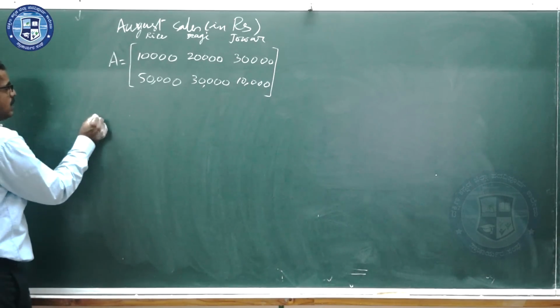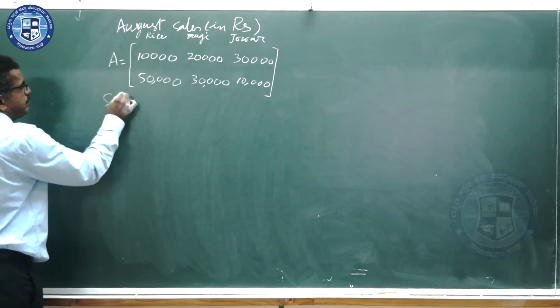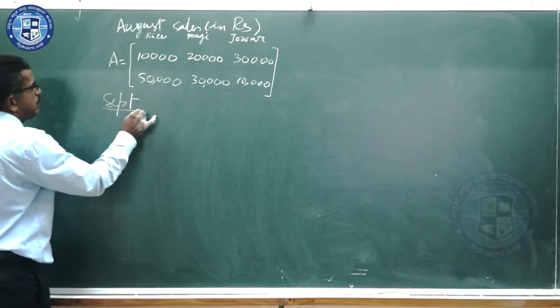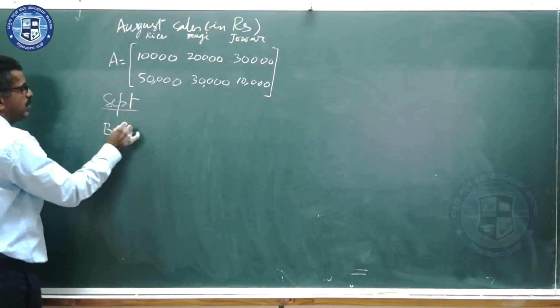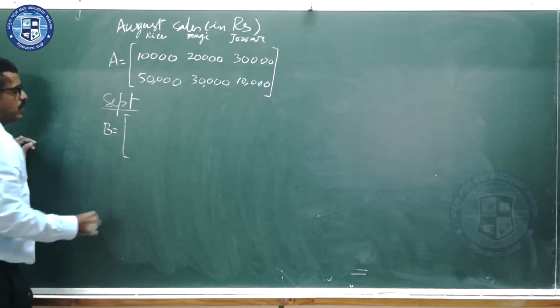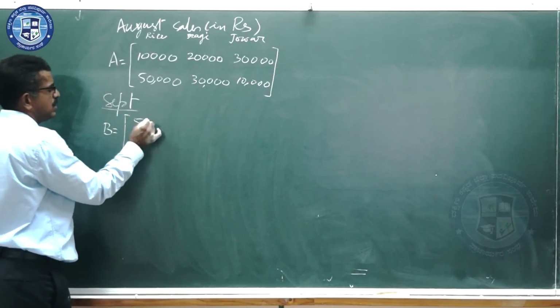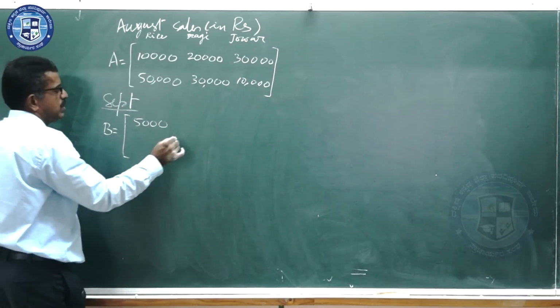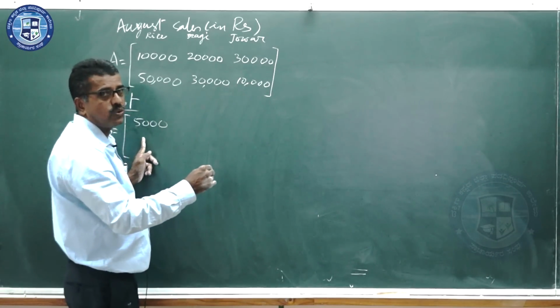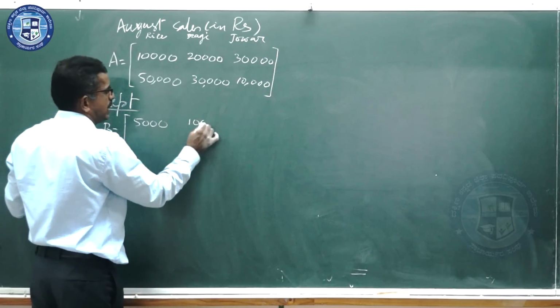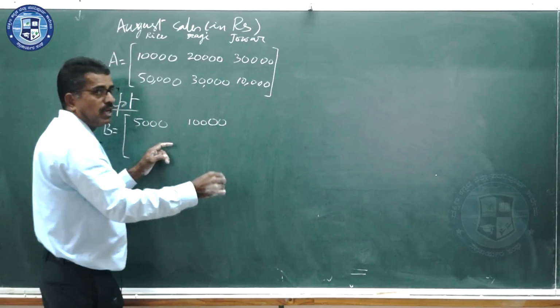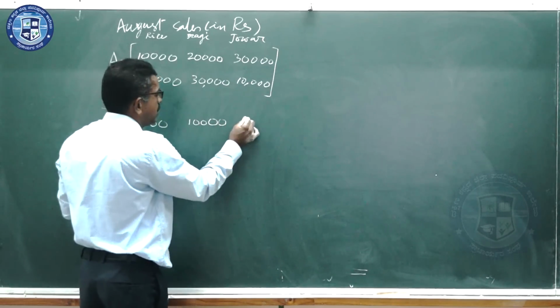And next I'll take the month of September. In the month of September, let the sale be, once again, a 2 cross 3 matrix. Let me take 5,000 first. You understand what that 5,000 stands for. Second one is 10,000. And next column, let me take 6,000.